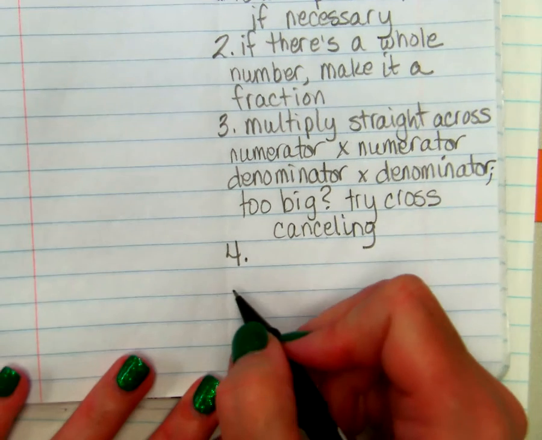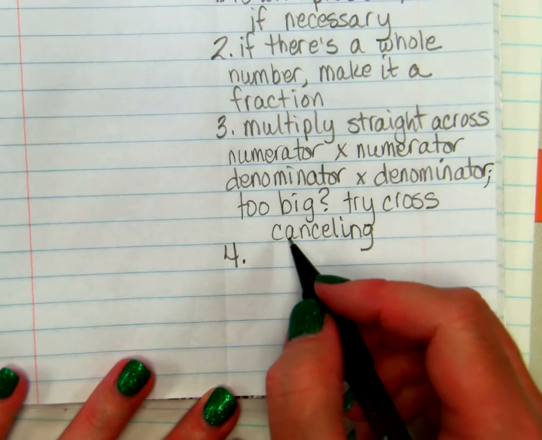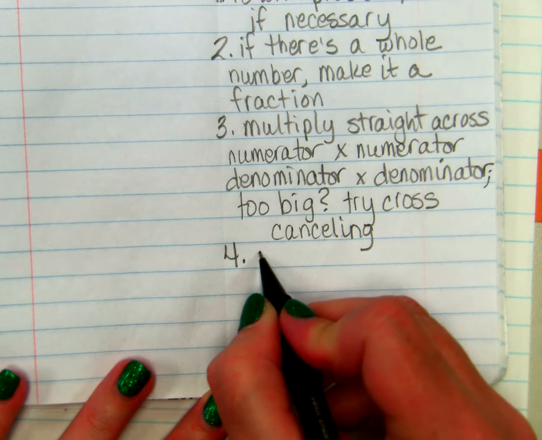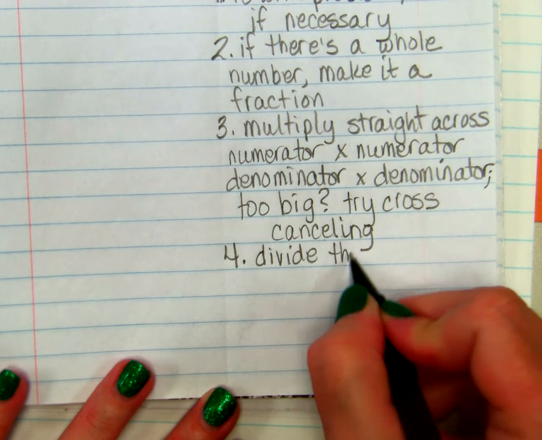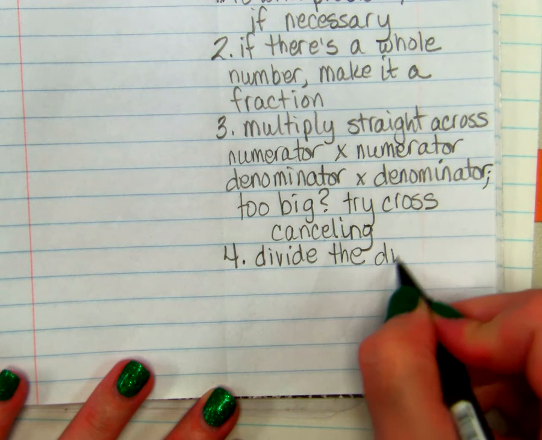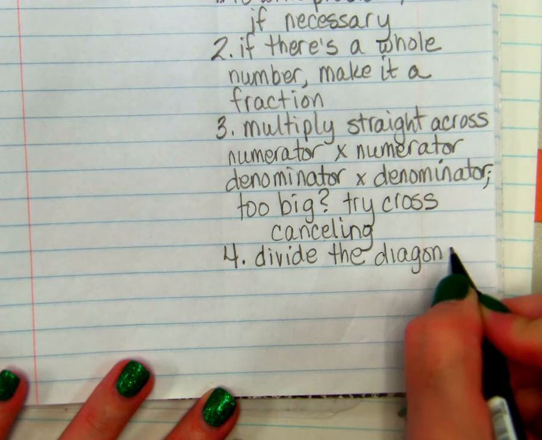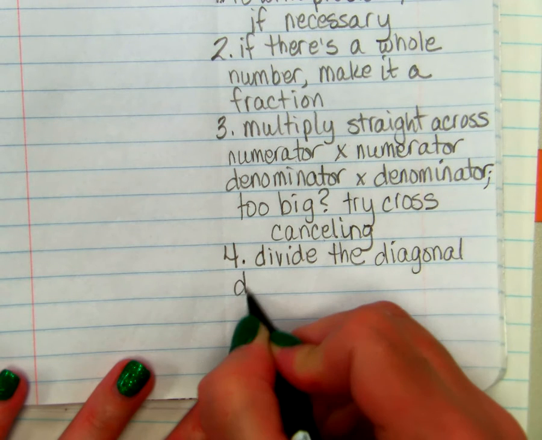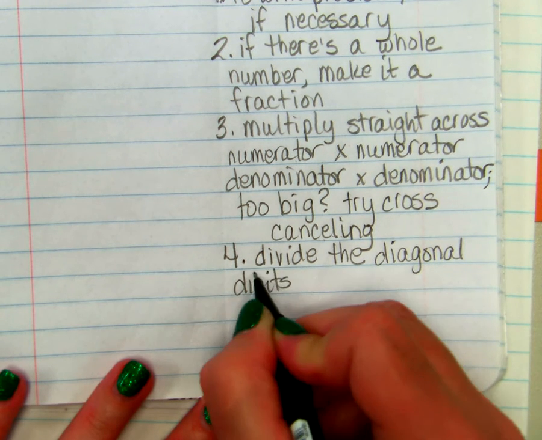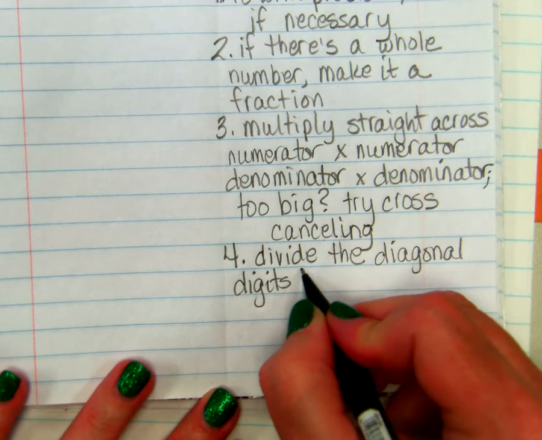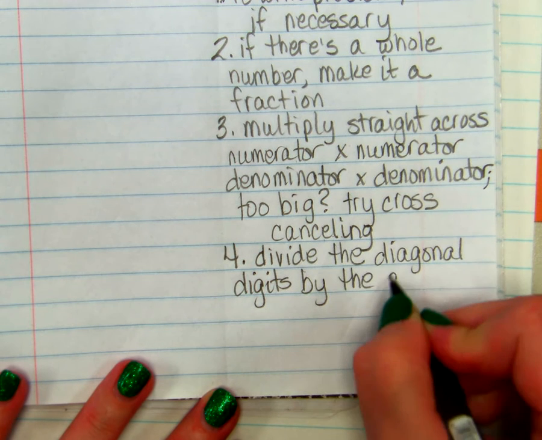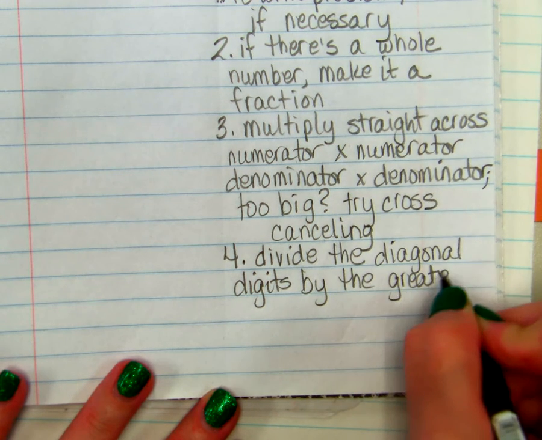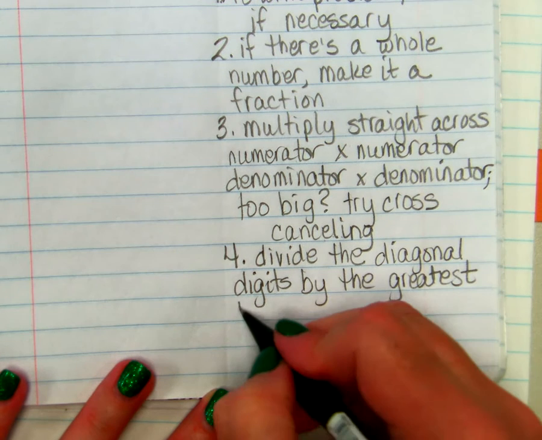Step 4. This is how you cross-cancel. You ready? Divide the diagonal digits by the greatest common factor. I know, you probably thought you'd never hear that again, right? By the greatest common factor.